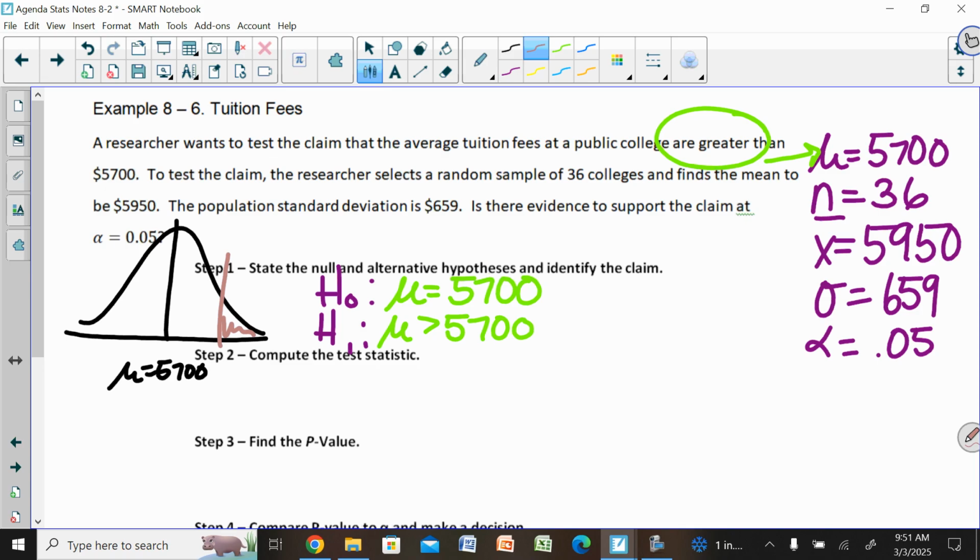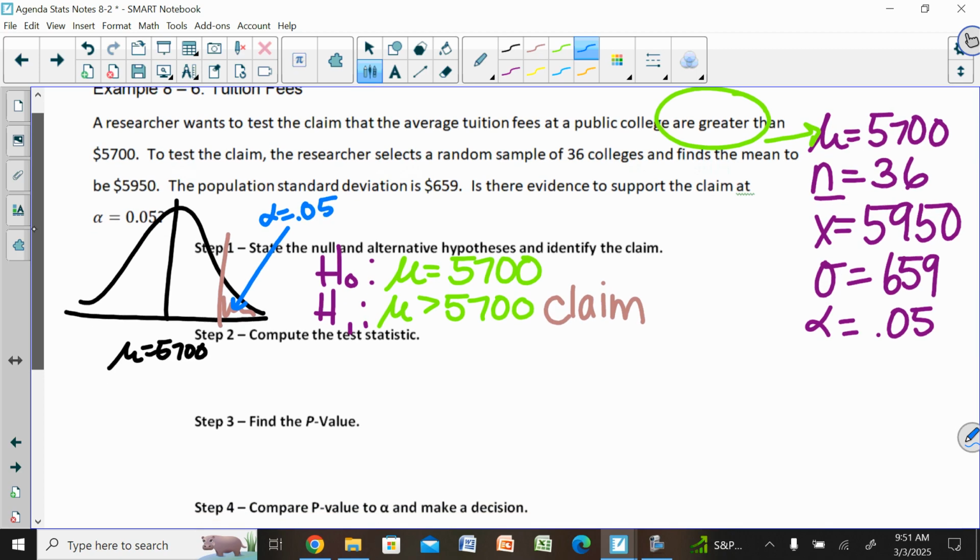So which one's the claim? Greater than. And I'm going to just mention, put this in here, my alpha is equal to 0.05. So everything that they just gave us is jotted down, is calculated, is drawn.